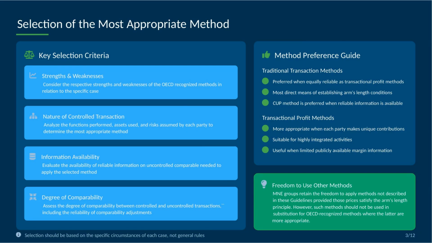Selecting the most appropriate transfer pricing method involves evaluating strengths and weaknesses, analyzing the true nature of the transaction, and assessing information availability. Consider the degree of comparability between controlled and uncontrolled transactions. While traditional methods are preferred, multinational enterprise groups can use other methods if they satisfy the arm's length principle. Selection should be case-specific, not rule-based.